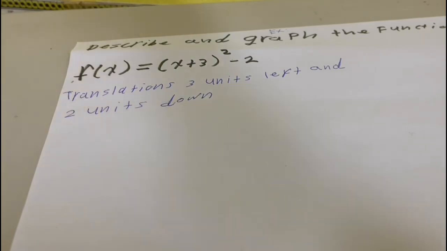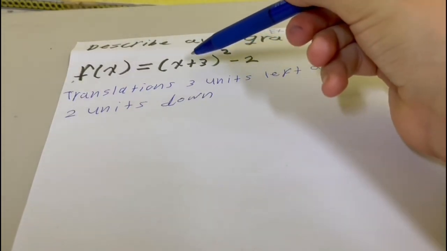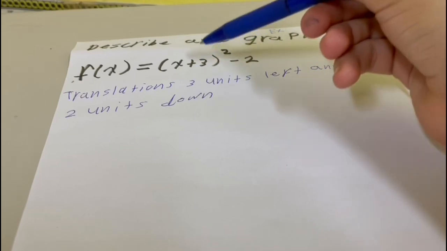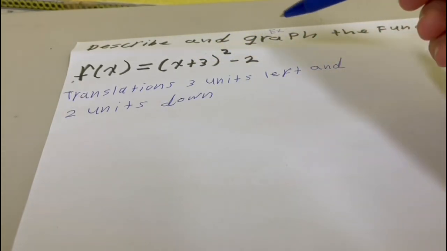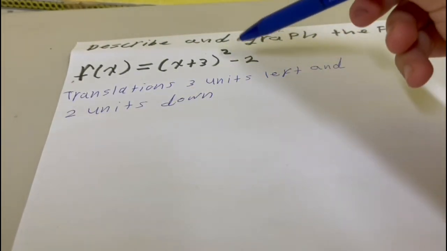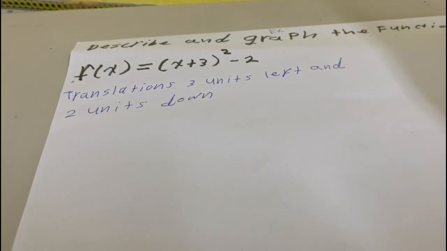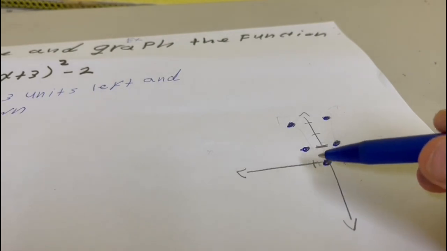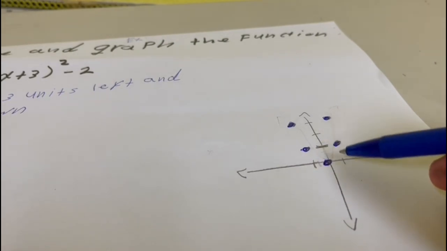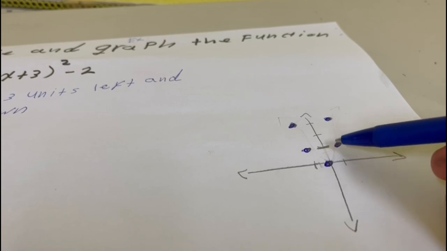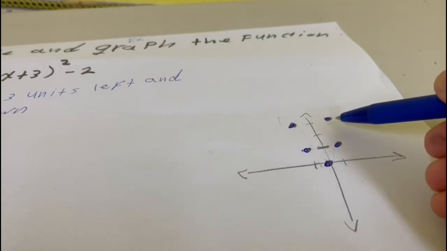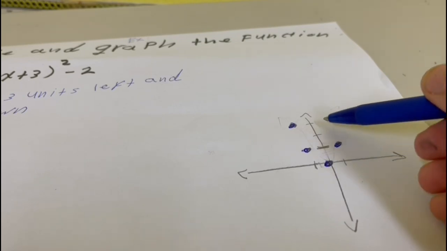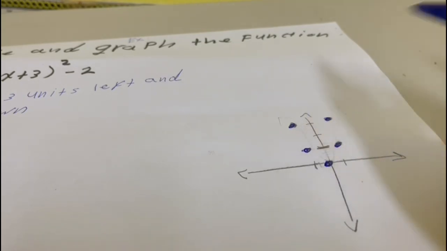Translation here is 3 units left because we have the positive. If h is positive, it's left, and if k is negative, it's down. 2 units down: negative is down, positive is up. And here we have the graph. I put the parent function. Here is 0, 1, 1, and 1, and we go 3 units up. Here 2 and 4, and we connect the points.